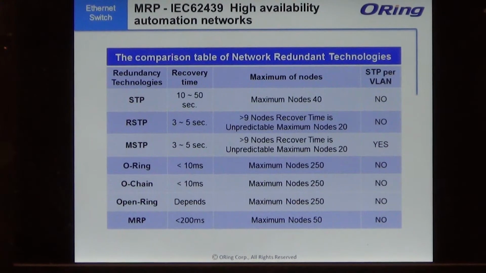A comparison table of different redundancy protocols. So as you can see, Orange's proprietary protocols, O-ring and Open Ring or O-chain, are much faster than the standard STP and RSTP, as well as MSTP.